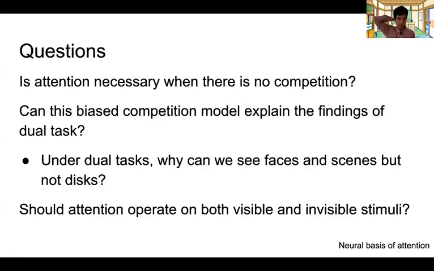And then lastly, if you think about the biased competition model or global workspace theory, then attention should be able to operate on both visible and invisible stimuli. And this is the kind of dissociation that drove the last 20 years of attention and consciousness research. And we are going to talk about it next week. See you later.